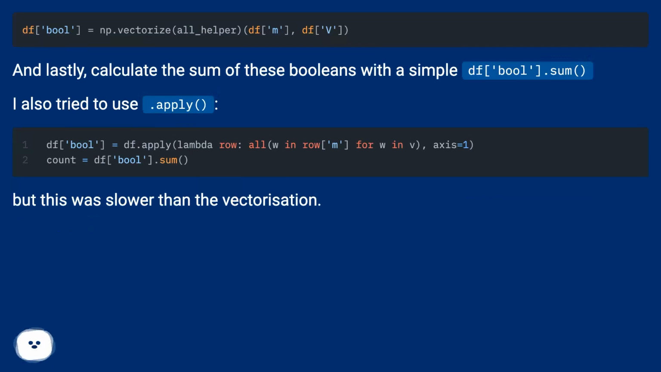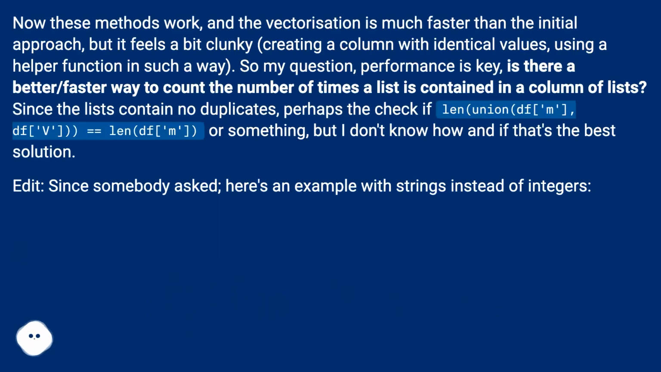I also tried to use .apply, but this was slower than the vectorization. Now these methods work, and the vectorization is much faster than the initial approach, but it feels a bit clunky, creating a column with identical values, using a helper function in such a way. So my question: performance is key. Is there a better, faster way to count the number of times a list is contained in a column of lists? Since the lists contain no duplicates, perhaps the check if len union df m df v equals len df m or something, but I don't know how and if that's the best solution.